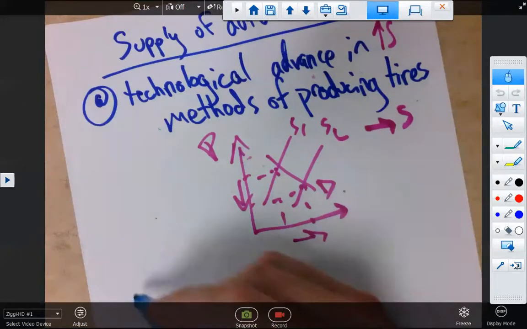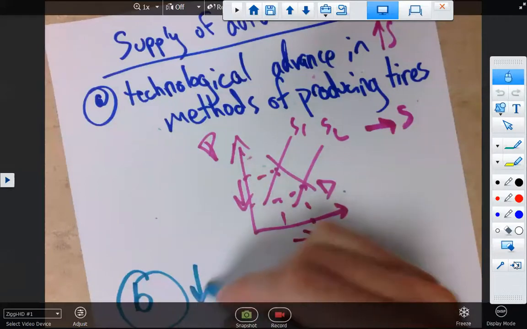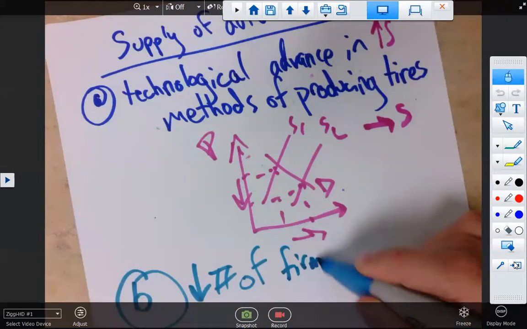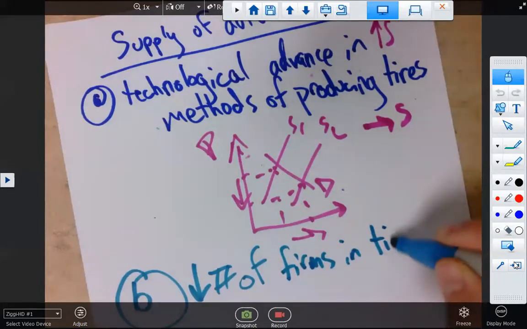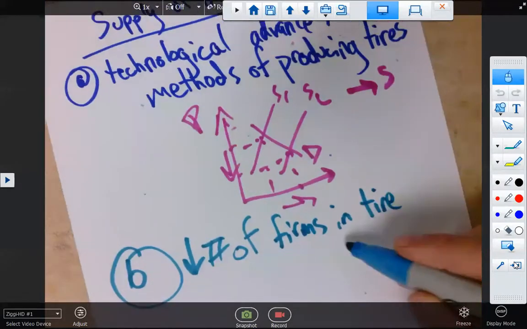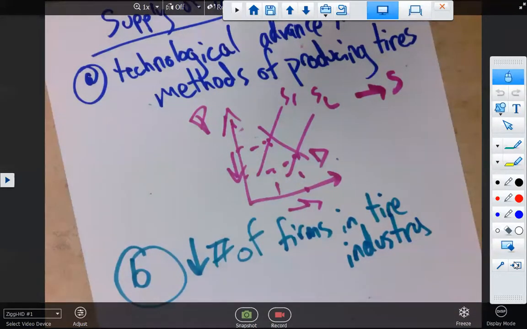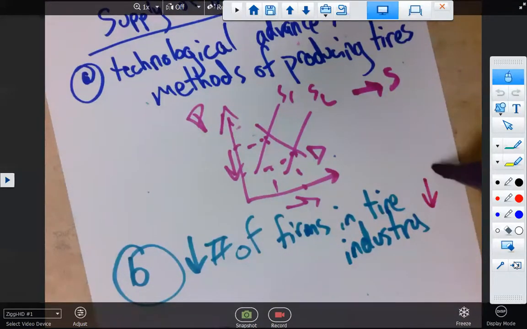What about if there was a decline in the number of firms in the tire industry? What's this going to do to supply? Increase or decrease? Decrease supply. Very good.